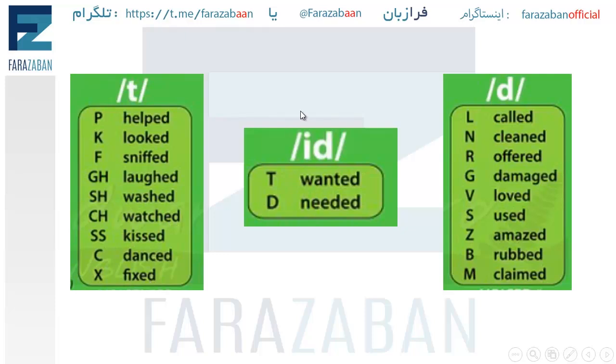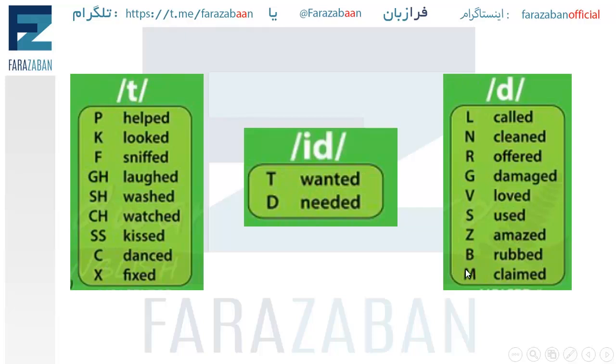If your verb ends in t or d، اگه فعلتون به صدای ت یا د ختم میشه، به این دوتا حروف ختم میشه، say id. When you add ed, pronounce it as id. Wanted, needed, started, planted. Okay?